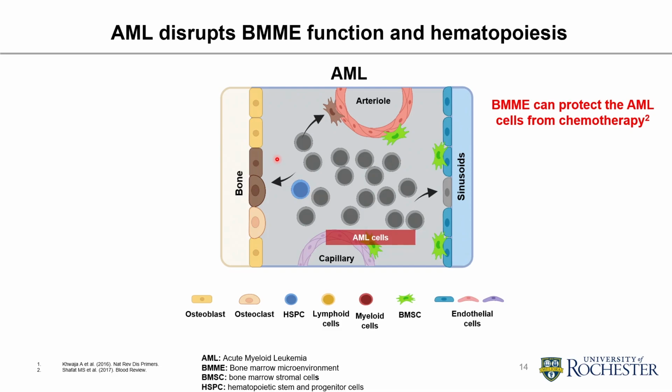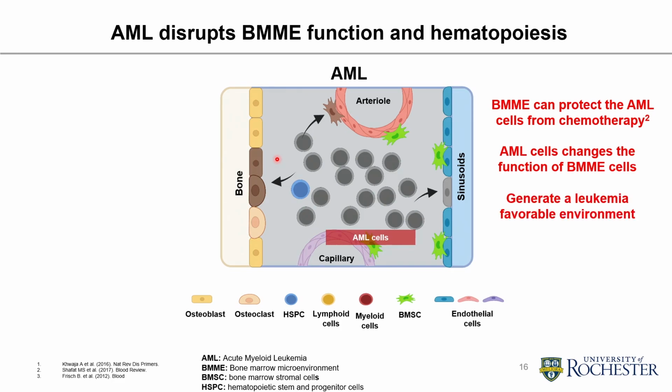What this BMME can do for the AML is protect these cells from chemotherapy, providing a protective island to them. And not only that, these AML cells can signal through the various microenvironmental cells and change the function of these healthy cells. In return, after the change of function, you can generate a leukemia-favorable environment that can sustain the AML cells and also promote the disease. And overall, when the environment is dysregulated, there is a loss of normal hematopoiesis, so you're unable to generate healthy blood cells anymore. The loss of normal hematopoiesis associated with this dysregulation is what accounts for the mortality and morbidity of AML.